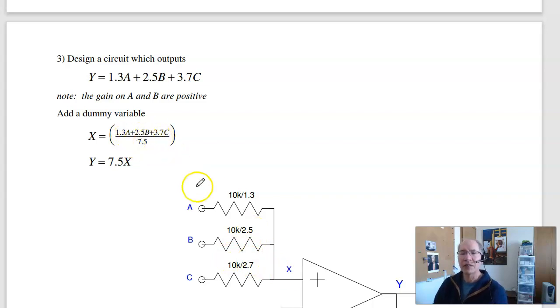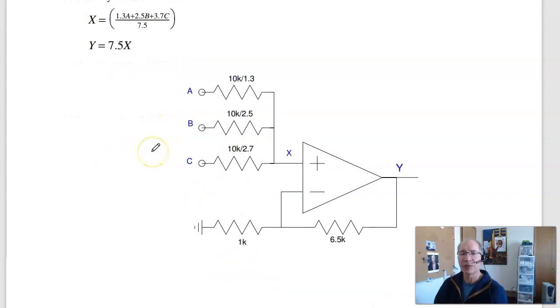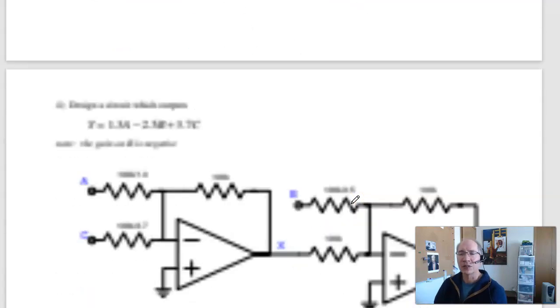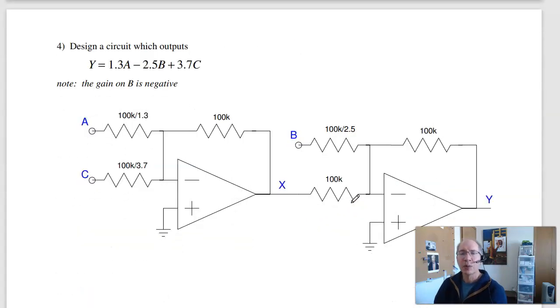The average is 0, like if all these are 1 volt, X is 1 volt. So divide by the sum of the coefficients, 7.5. To clear the denominator, add an amplifier with a gain of 7.5. There's other solutions.